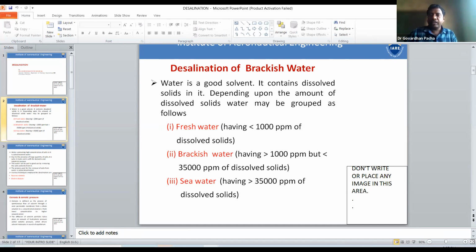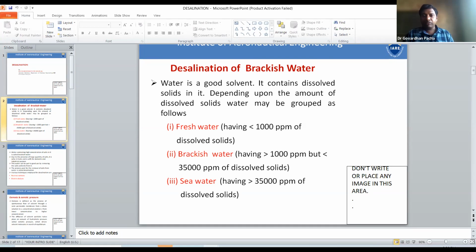Next, see reverse osmosis. Reverse osmosis means an external pressure equal to the osmotic pressure is applied on the concentrated solution. Then the process of osmosis will stop. And if the external pressure exceeds the osmotic pressure, then solvent will be squeezed out from the concentrated solution. So it is the reverse of the osmosis process, and the applied external pressure is greater than the osmotic pressure.